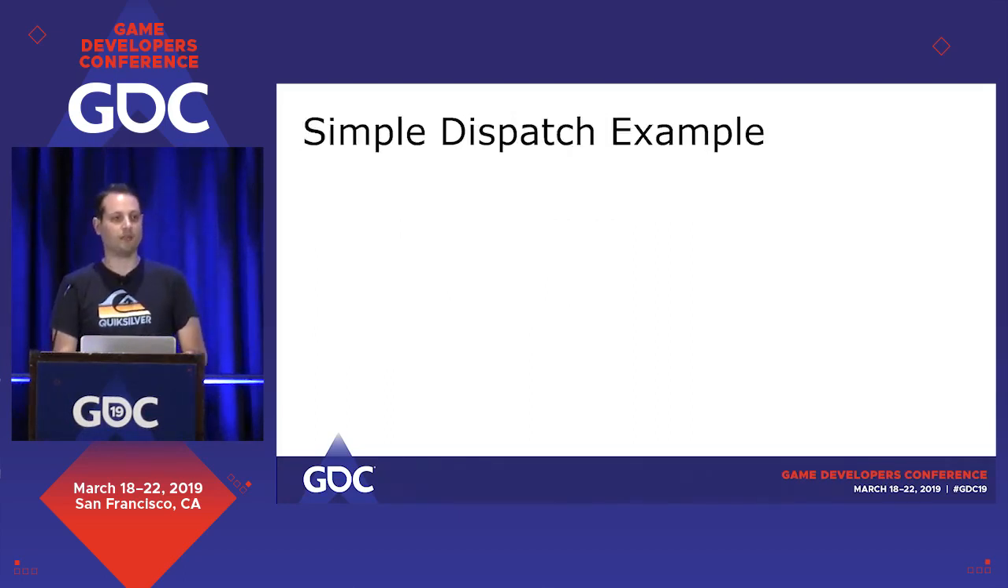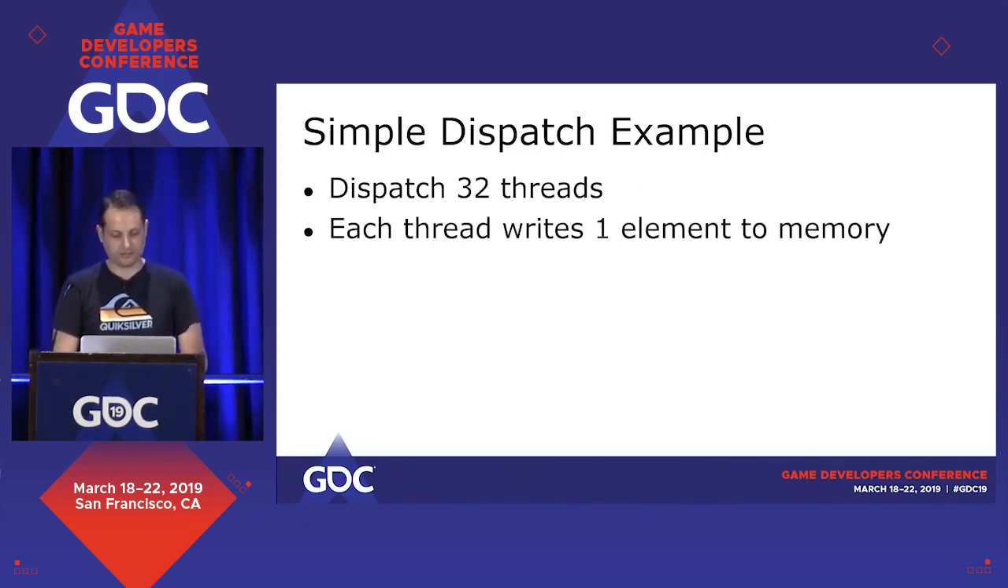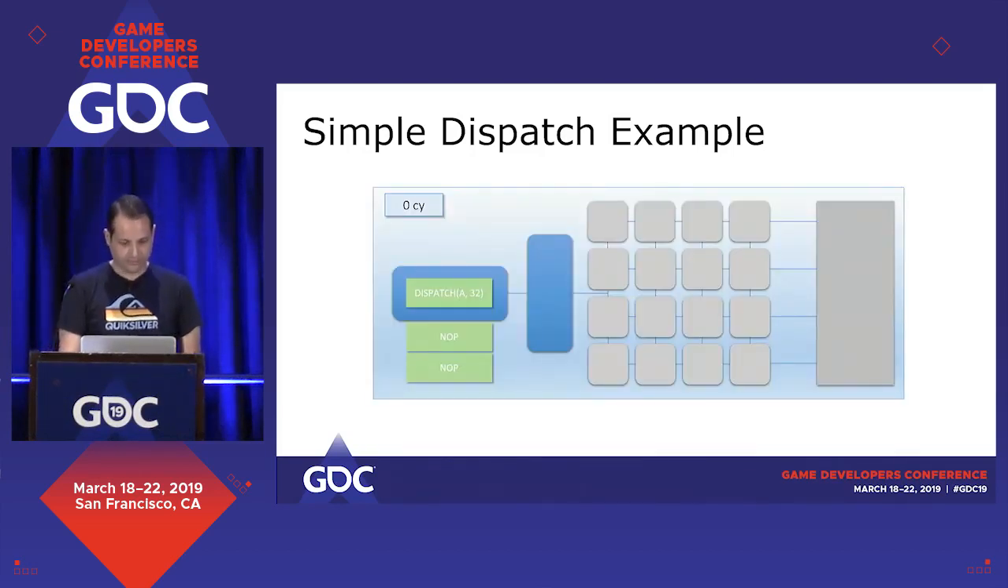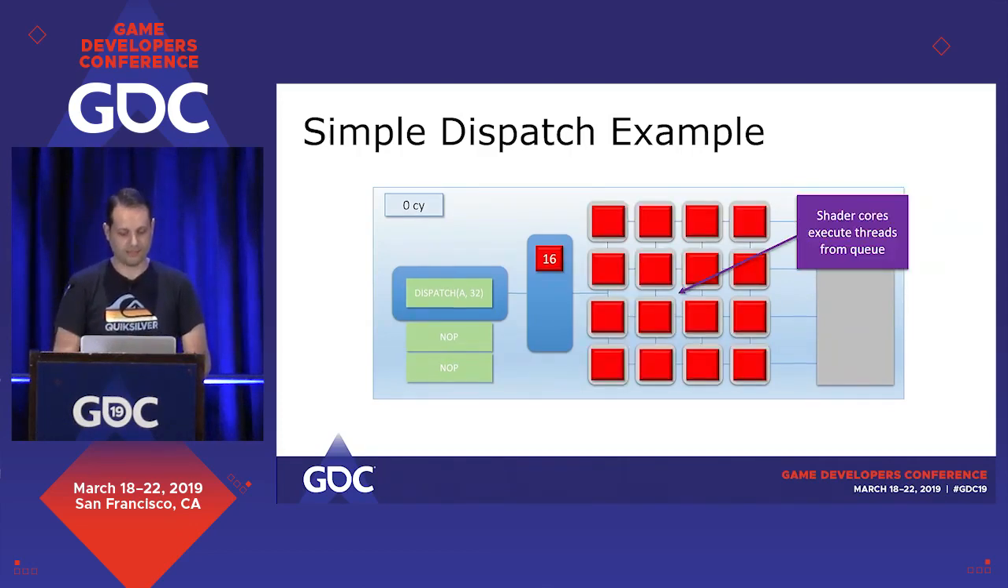So let's run through a simple example on the MJP 3000. Let's say we're going to dispatch just 32 threads, and each one of those threads is going to write one element to memory. Each one of those threads, we'll say, takes about 100 cycles to complete. So we start out with dispatch A. It's got 32 threads. Once that gets processed by the command processor, we'll get 32 threads deposited into the thread queue. Then, when there are threads in the thread queue, the shader cores will pull out some threads to actually execute. So now we've got 16 threads executing on the shader cores, and 16 threads remaining in the thread queue.